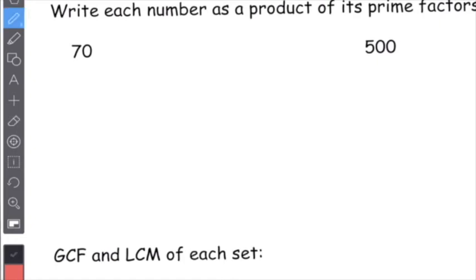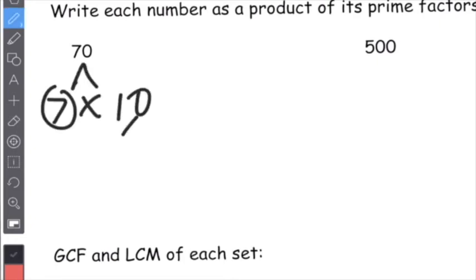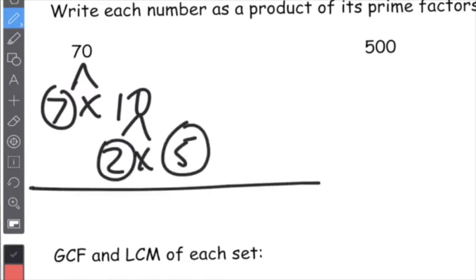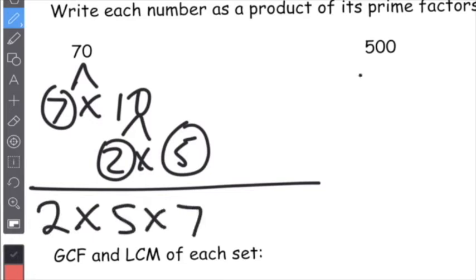So 70, I can do 7 times 10. I'm going to circle the 7. And 10 is 2 times 5. Circle them because they're both prime. So it's 2 times 5 times 7. Remember, make them in numerical order.